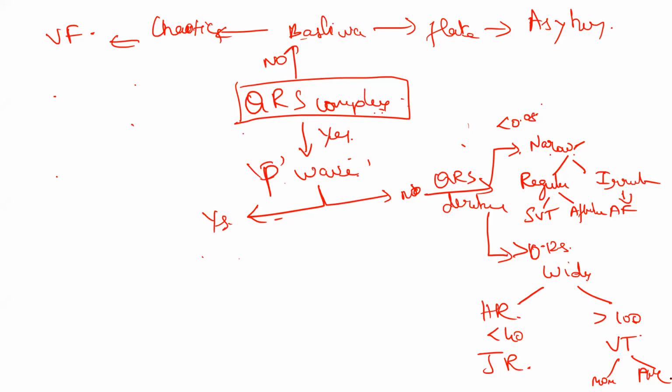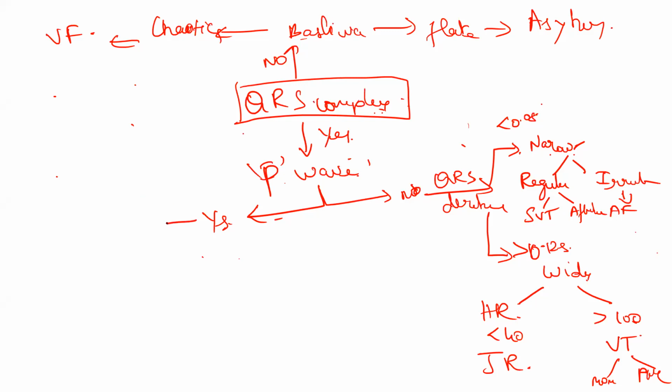Yes, sir. Okay, so now we have come to the point where there is a QRS complex without P waves. If it is narrow and irregular, a narrow complex QRS, it is going to be atrial fibrillation. Regular, narrow QRS complex without P wave, it can be either SVT or flutter. If the QRS is wide, check the heart rate. Less than 40, junctional rhythm. More than 100, ventricular tachycardia. If it's a ventricular tachycardia, you look at the wave morphology and tell whether it's monomorphic or polymorphic tachycardia.